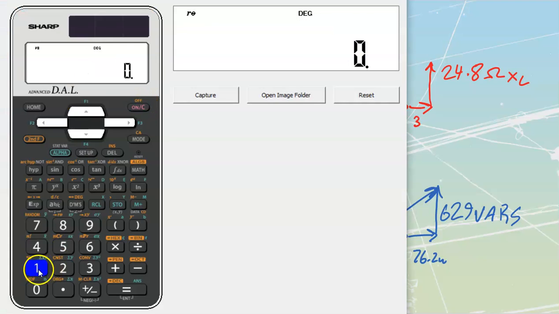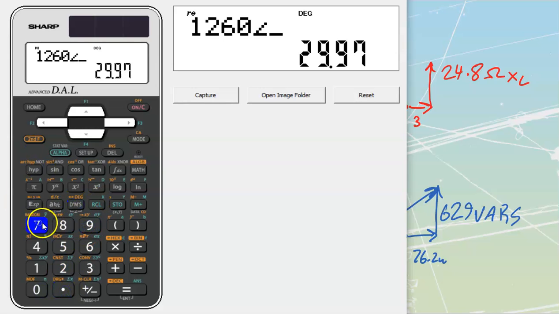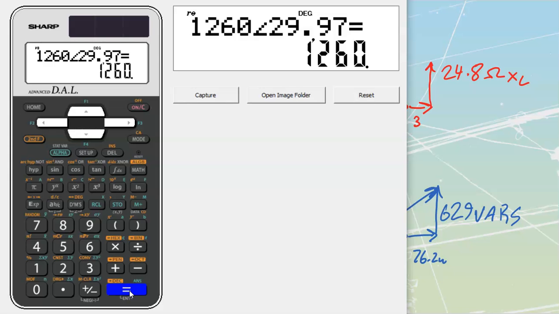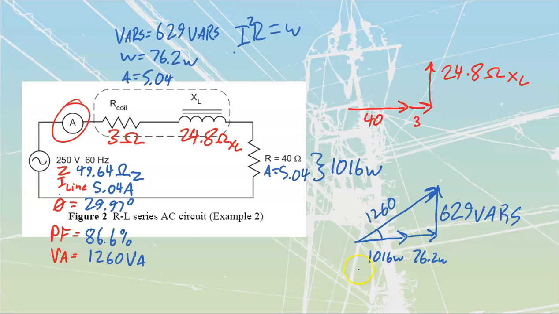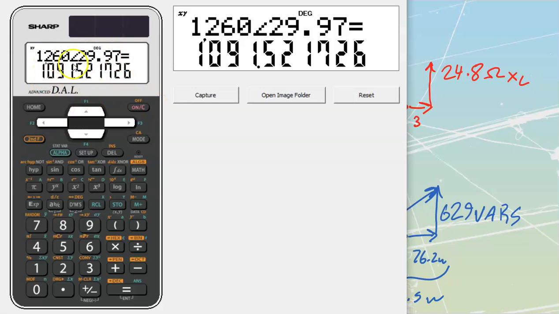1260 at an angle of 29.97 degrees. I'm just going to hit enter, VA or equals, because that stores it in memory. Now that it's stored in memory, I'm going to hit the convert to XY. The first value that comes out as my X is 1,091.5, which is going to be my total sum watts, my X value. And the second value that comes out of that conversion, if I go comma over, tells me the Y is going to be 629.4, 629 VARs.